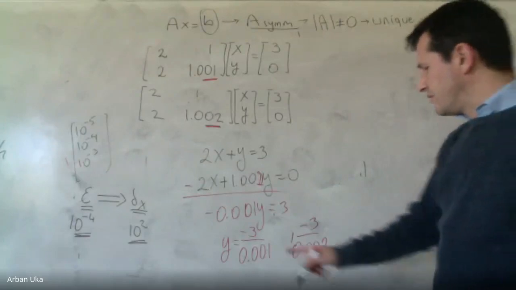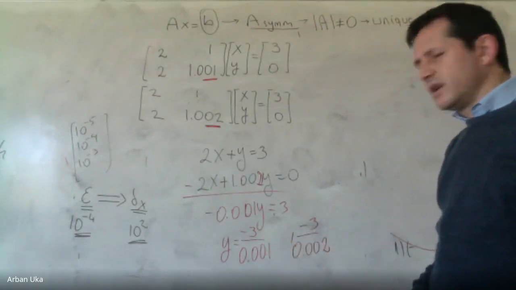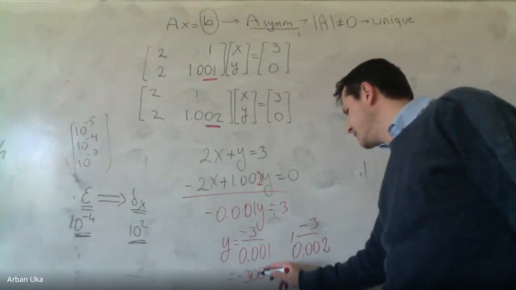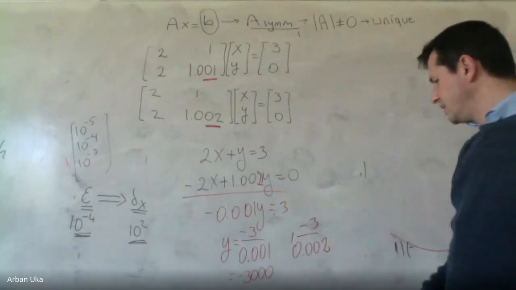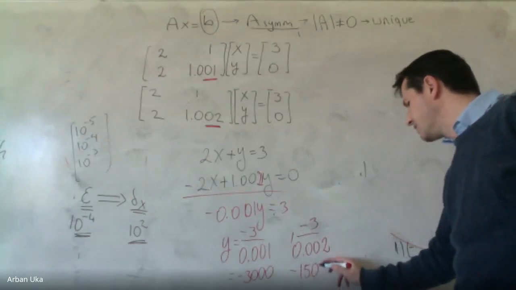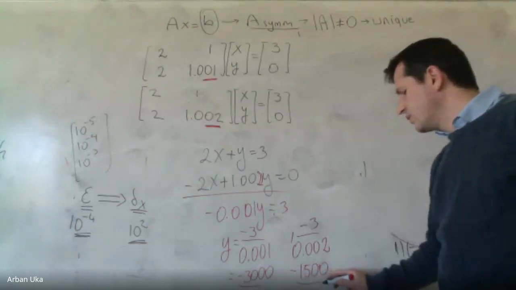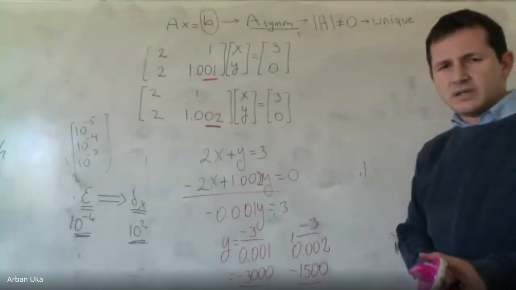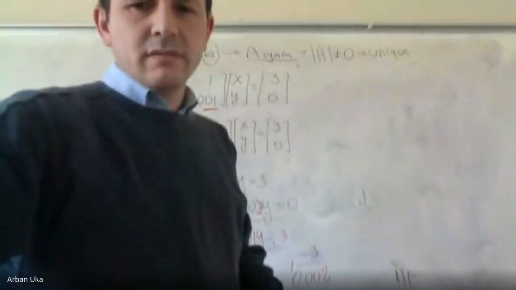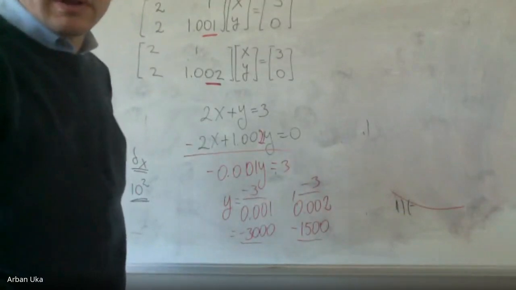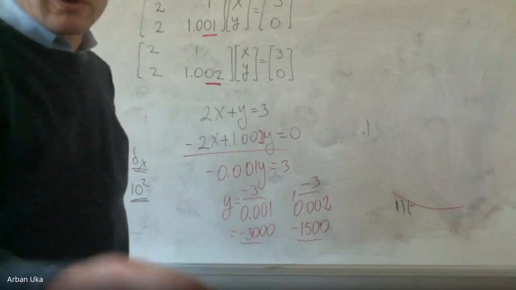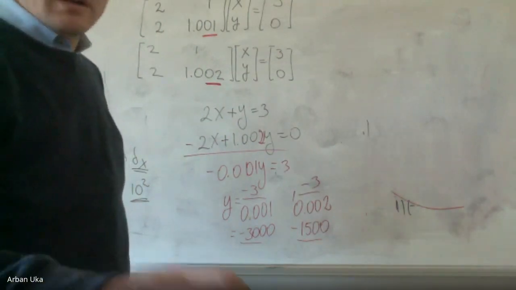Okay, so the first answer here, 3 divided by 10 to the power minus 3, is equal to 3 times 10 to the power 3, so this is equal to minus 3,000. But here the answer would be minus 1,500. So we can see that only in the y we have a huge change. Probably we don't need to solve this one. So the complete answers, this is how they would look. I could solve this one using Octave just to see the answers.